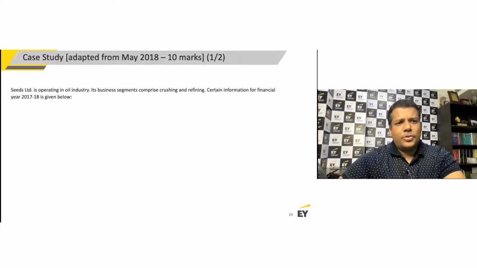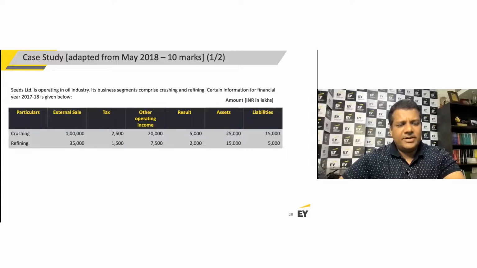Seeds Limited is operating in the oil industry. Its business segments comprise crushing and refining. Certain information for financial year 2017-18 is given below. I have external sales for crushing and refining: external sales of 100,000 and 35,000. Tax 2,500 and 1,500. Other operating income 20,000 and 7,500. Result 5,000 and 2,000.